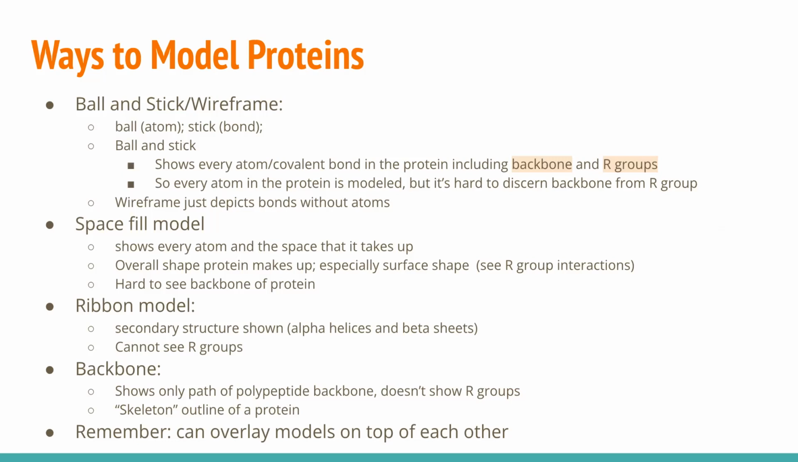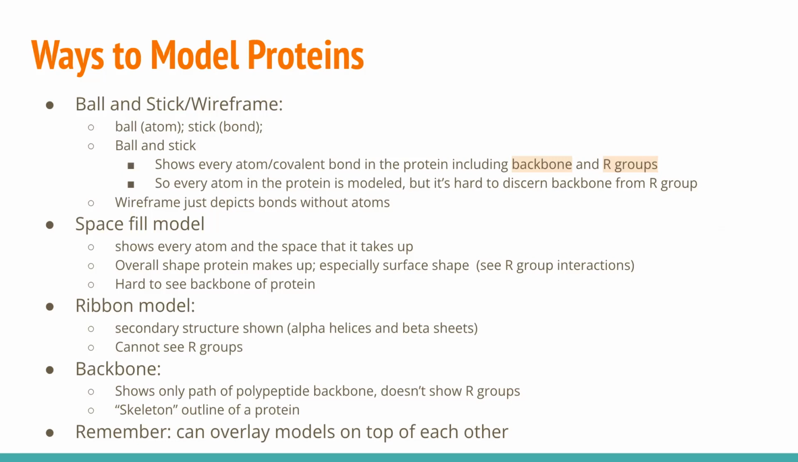And then wireframe, which is another model, just depicts those bonds without the balls. So it's just the wires, no atoms. And then the space-filling model is like the ones that you see that are bulkier and bigger. They literally take up the space. It shows every atom in the space that it takes up and shows the shape. And you can't really see each individual little bond like you can in the wireframe and the ball and stick. This is more just the overall 3D.